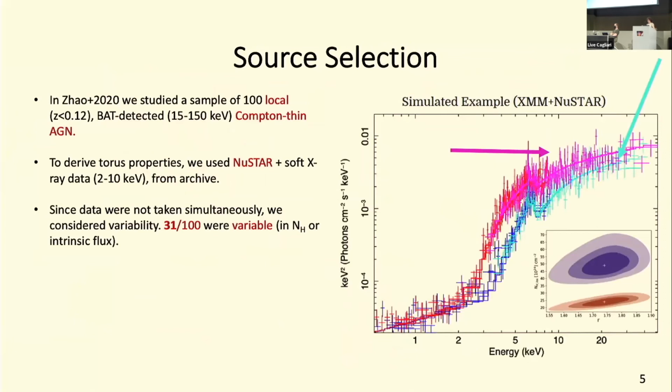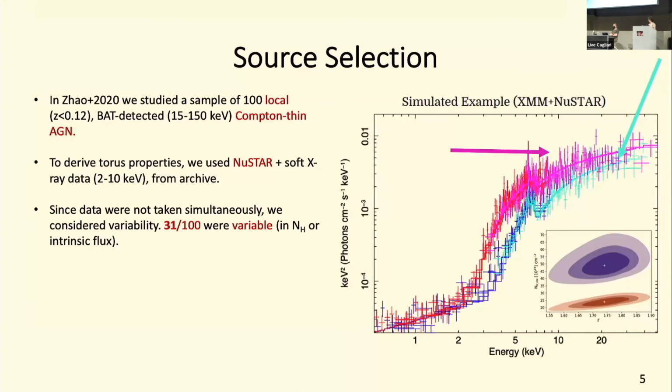So the caveat of this is that these observations, being archival data, are not going to be simultaneous, right? So in this plot that I'm showing here, we're not going to have this very nice data. We're only going to have, for example, the pink NuSTAR data and the dark blue XMM data. And they obviously do not match, in some cases when there is variability. So in fact, we saw that for 31 out of these 100 sources, we did need to introduce some sort of variability in order to be able to satisfactorily explain the X-ray spectrum.